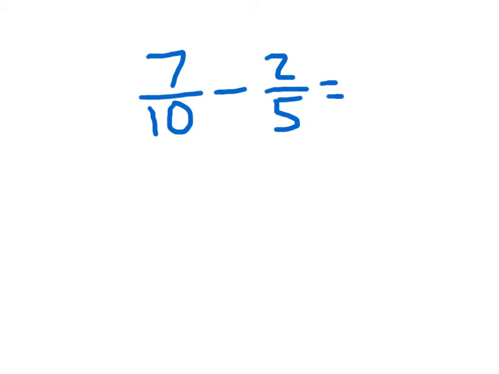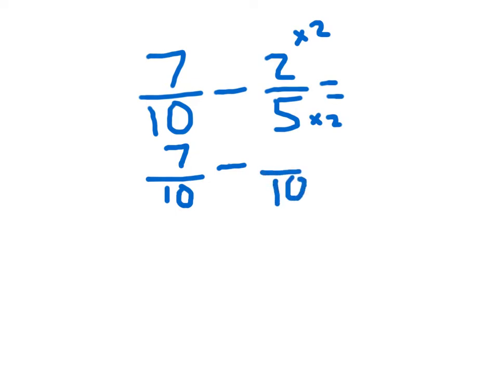Here I have 7/10 minus 2/5. What I want to do is find the common denominator, the greatest common denominator. The greatest common denominator is 10. Since 7/10 already has a denominator of 10, I can just write 7/10. And I want to write an equivalent fraction for 2/5. I want to write 2/5 in tenths. 2/5 is equal to 4/10.